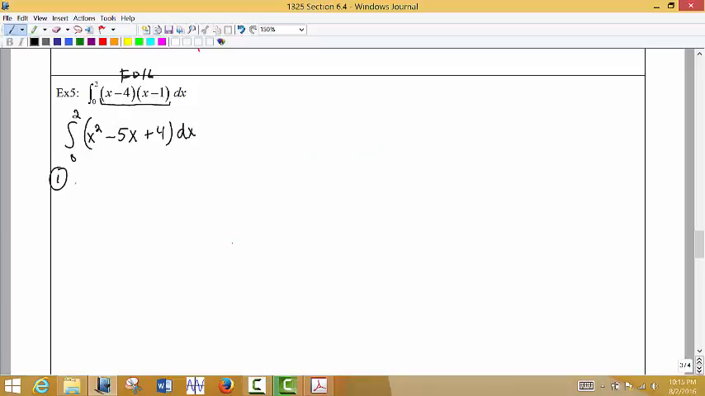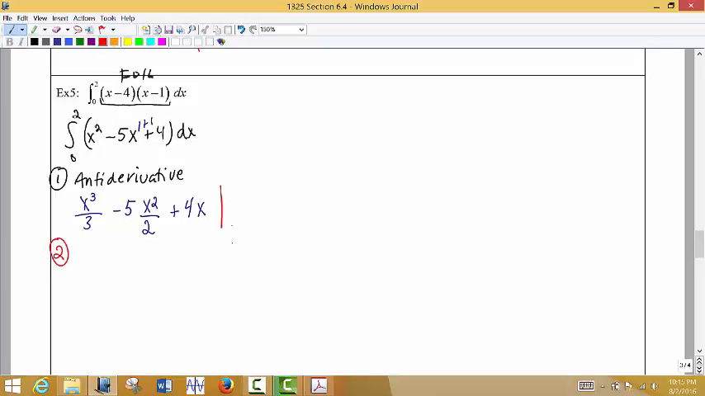Okay, so remember that the first step is to find the antiderivative. I can rewrite my integrand however I choose to make it as easy as possible. So now it's going to be easy. We're going to integrate each of these three terms separately. So x squared, we're going to add 1 to the power, divide by the new power. For the second term, we have minus 5 times x, so I'm going to bring down the minus 5, add 1 to the exponent, which is going to be x squared, and divide by the new exponent. The last term is plus 4. Since it's just a constant, we're just going to multiply by x.